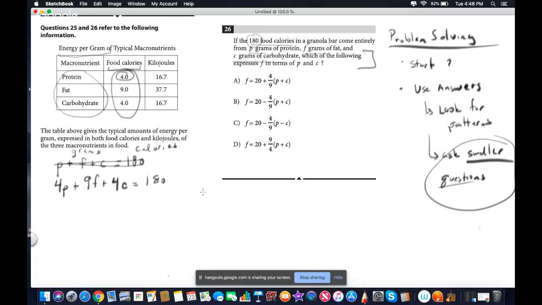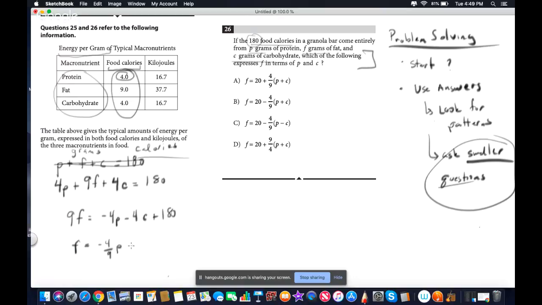Okay, so I don't know what else to do, except I know that in my answer choices I'm trying to get F by itself. So let's just do that. I have this equation. I figured out how to use the 9s and the 4s. I figured out that it's really grams times 4, grams times 9, grams times 4 to get calories. Okay, so get F by itself. We'll subtract the pieces. Negative 4P, negative 4C, plus 180. Divide by 9. Now I can see how I'm going to get that 20.